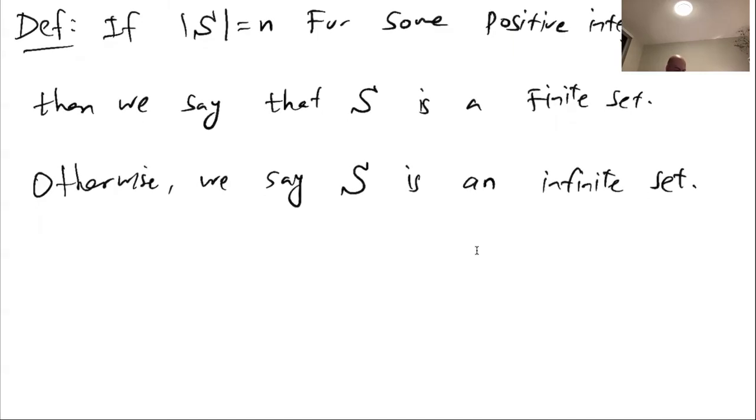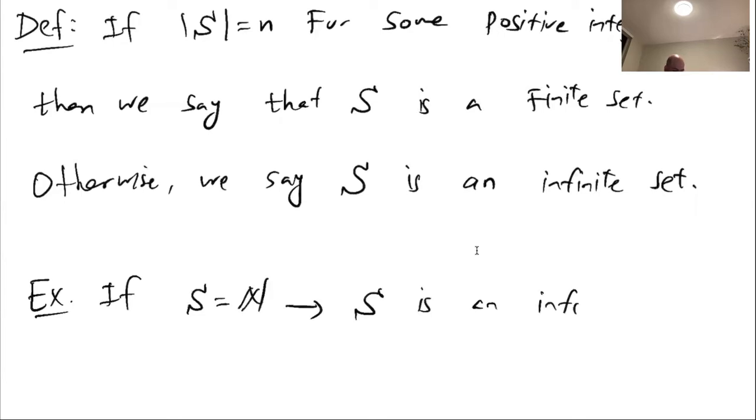Okay, so for example, let's say S is equal to N, the set of natural numbers. Then S is an infinite set. Why are the natural numbers an infinite set? Because the cardinality of the natural numbers is not equal to any positive integer. It's not equal to 5, it's not equal to 10, right? The cardinality means the number of elements. It's not 5, it's not 10, it's not any positive integer. So we say that the natural numbers is an infinite set.